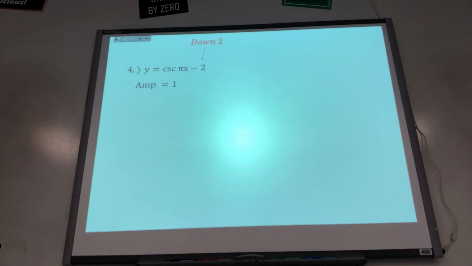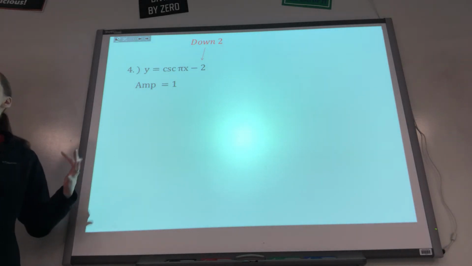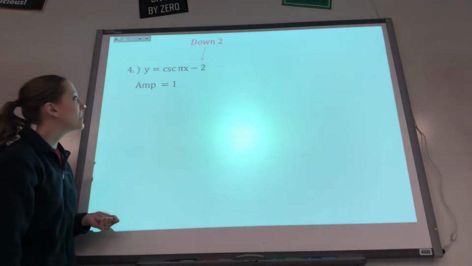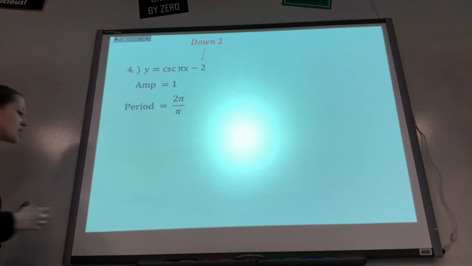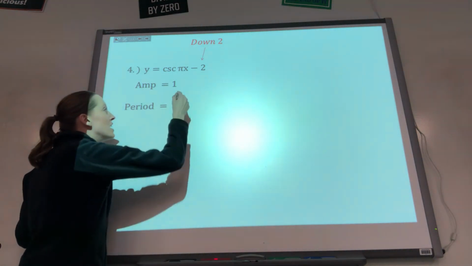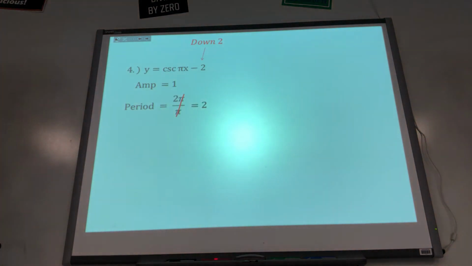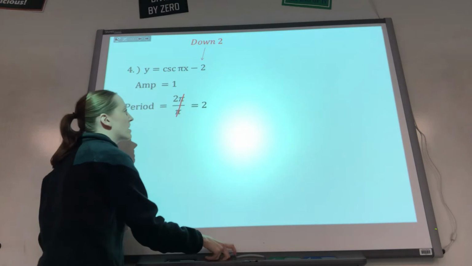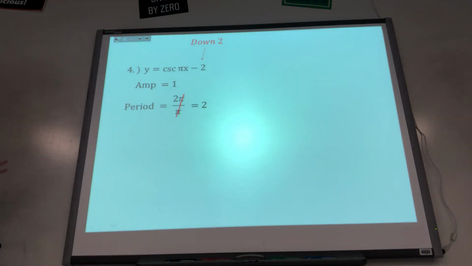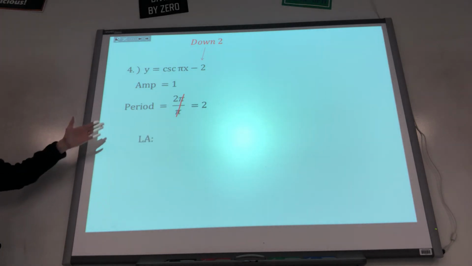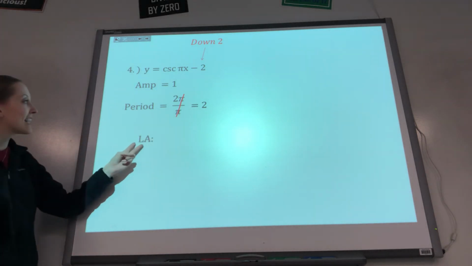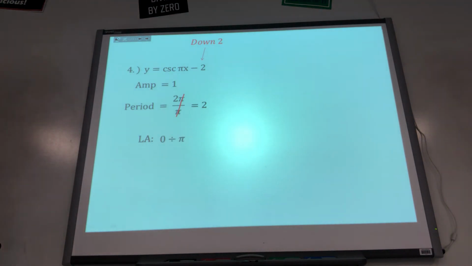Amplitude is 1. Now for the period, I have to take 2 pi divided by b. What is b? Pi. So 2 pi divided by pi, goodbye pi, those cross out and you're just left with a 2. So this is one of those problems where you don't have pi anymore to work with, you just have normal numbers.